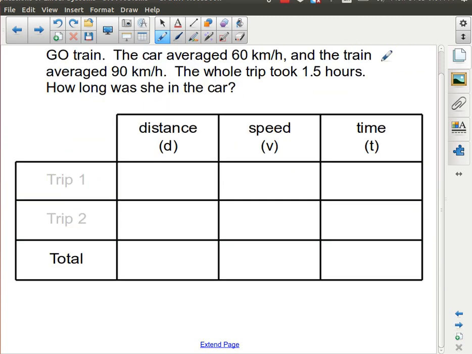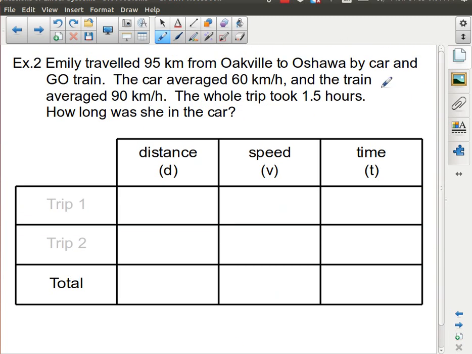Okay, for this one, Emily traveled 95 kilometers from Oakville to Oshawa by car and GO train. So the total from Oakville to Oshawa is 95 kilometers. So this is Oak to Osh, and that was a total of 95 kilometers. Part of that trip was by car, and part of that trip was by GO, the GO train.